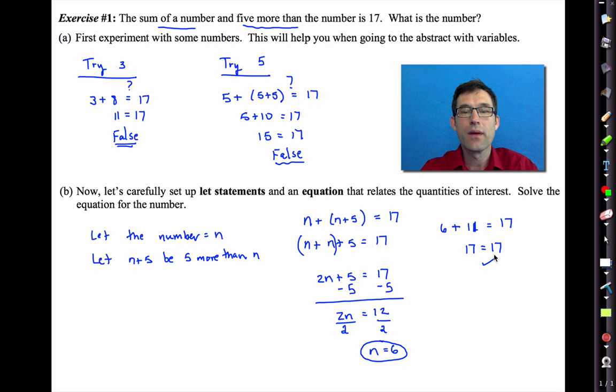Okay? So, careful let statements, careful translating of the let statements into an equation, and then solving the equation using techniques we already know. Now, this one was pretty easy. We'll get into some more complicated ones in a bit, but take a look at that one, pause the video, write down anything you need, and then we'll do some more.